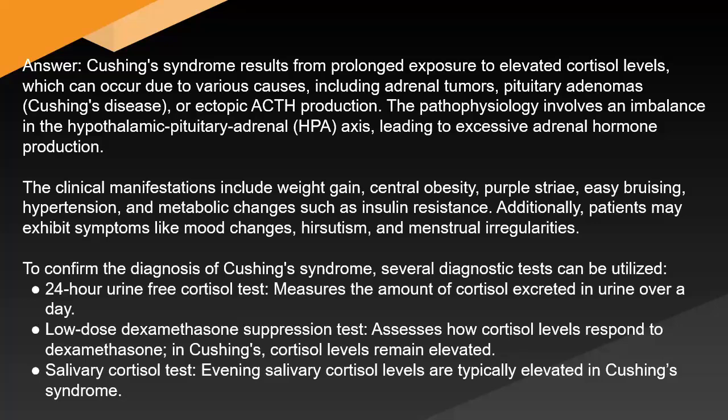The pathophysiology involves an imbalance in the hypothalamic-pituitary-adrenal axis, leading to excessive adrenal hormone production. The clinical manifestations include weight gain, central obesity, purple striae, easy bruising, hypertension, and metabolic changes such as insulin resistance. Additionally, patients may exhibit symptoms like mood changes, hirsutism, and menstrual irregularities.